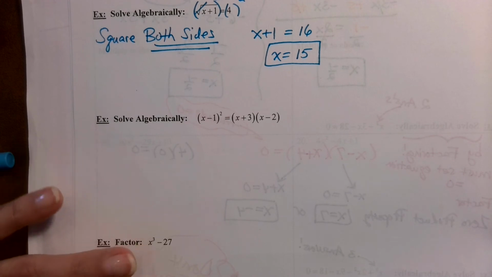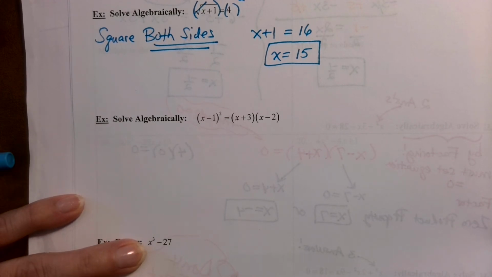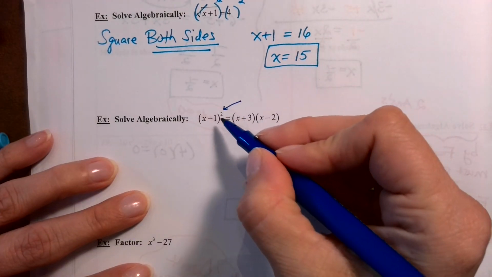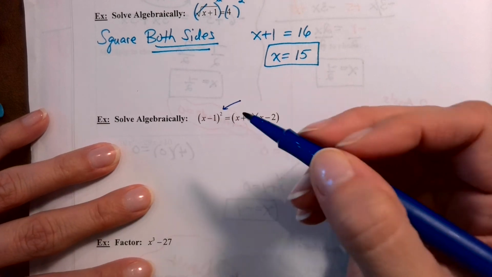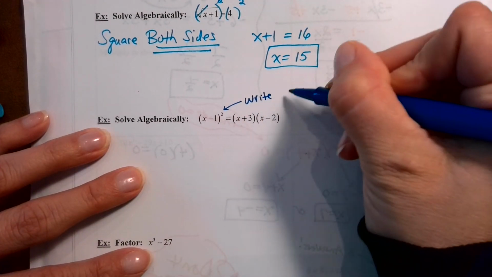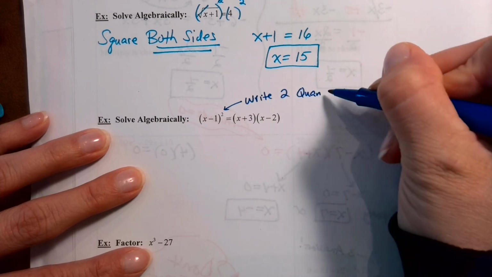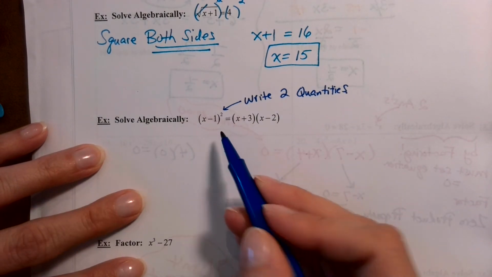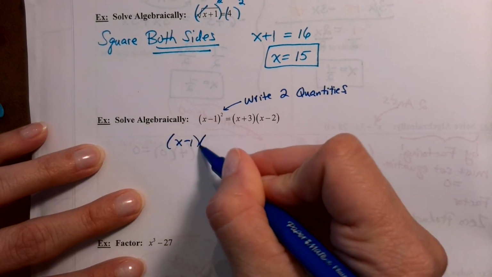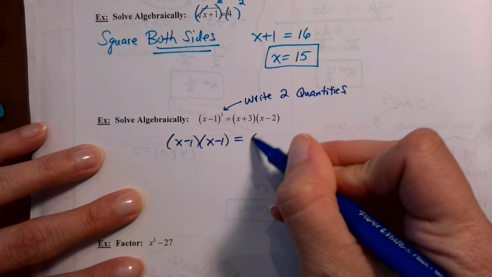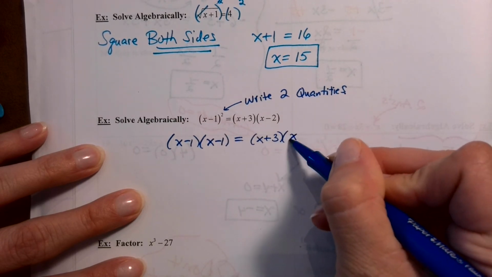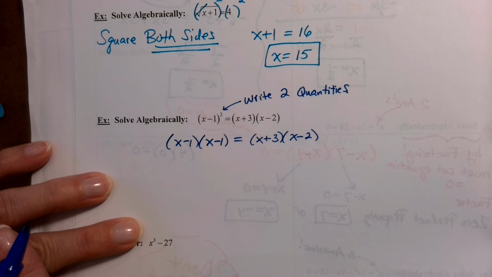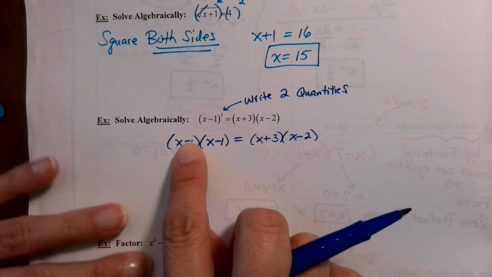Let's solve this algebraically. I'm going to write a hint right here. When you see this, which is a quantity squared, what I want you to do is write two quantities out, x minus 1 times x minus 1. I know that seems silly, but that one little bit of work, and then students usually tell me, oh, I know what to do now. Now it's more obvious they have to multiply this out.